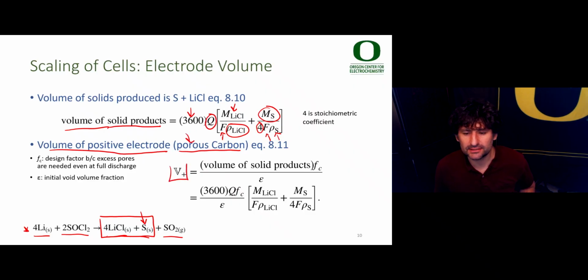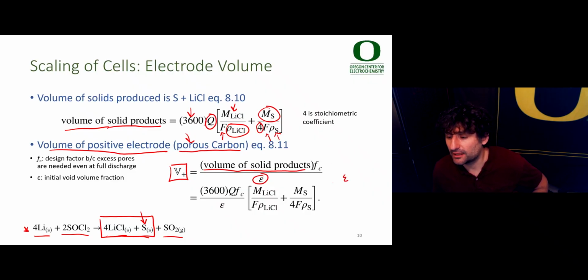So the volume of the positive electrode then is just the total volume of the solid products you want to store divided by epsilon, which is going to be the porosity of the electrode. Epsilon, remember, is between 0 and 1. If epsilon is 0.5, it means that about half of the electrode is porous to start, so you only have half the total positive electrode volume to store your solid products. So the overall positive electrode needs to be twice as big as simply the volume of the solid products.